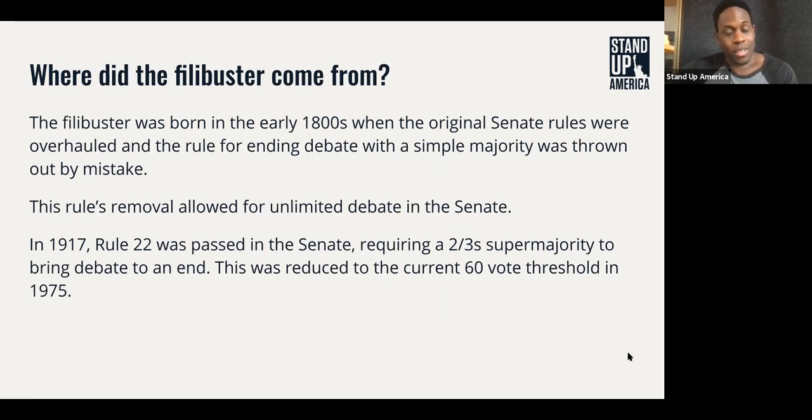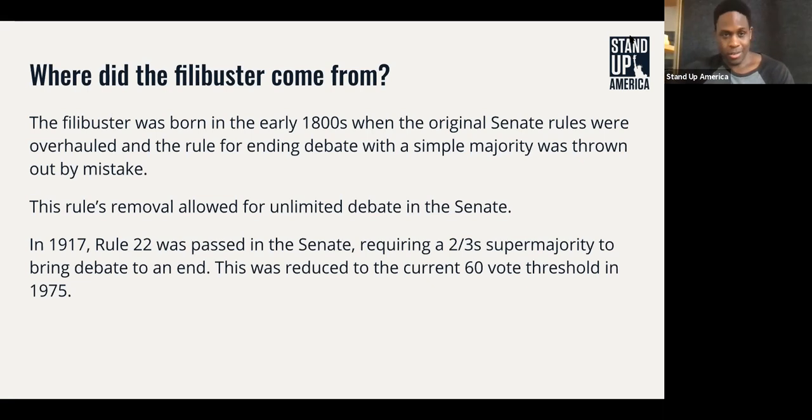Where did the filibuster come from? So a lot of people think that the filibuster is written into the Constitution, but that is untrue. The filibuster was actually born in the early 1800s when the original Senate rules from way back to the founding of our country were overhauled, and the rule for ending debate with a simple majority was thrown out by mistake. You heard that correctly. It was a mistake. The filibuster is an accident. This rule's removal allowed for unlimited debate in the Senate.